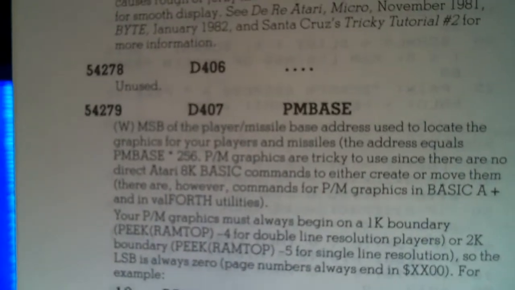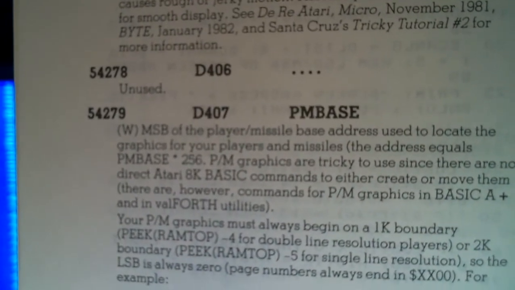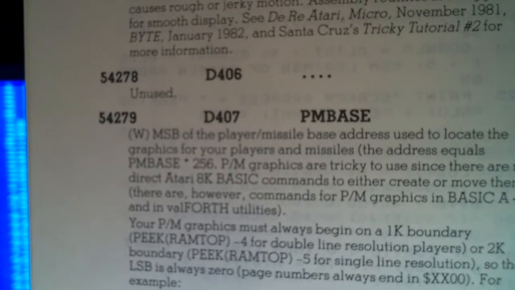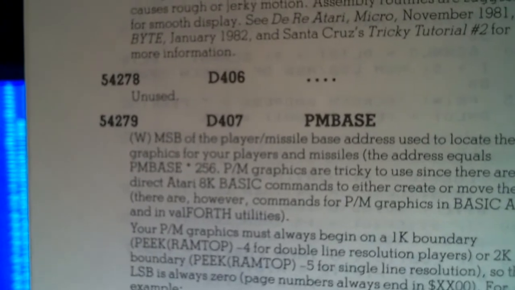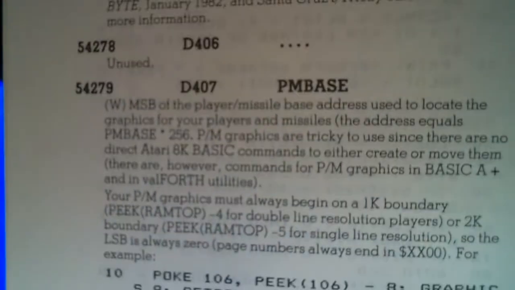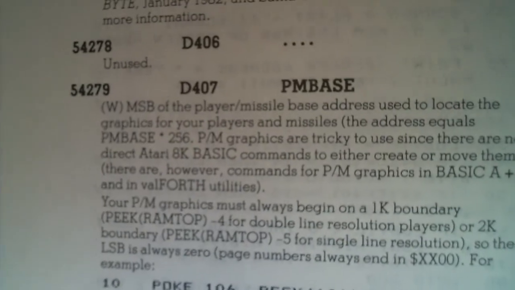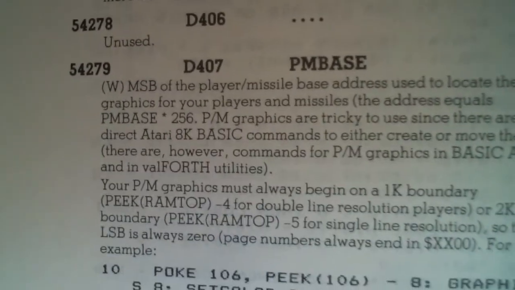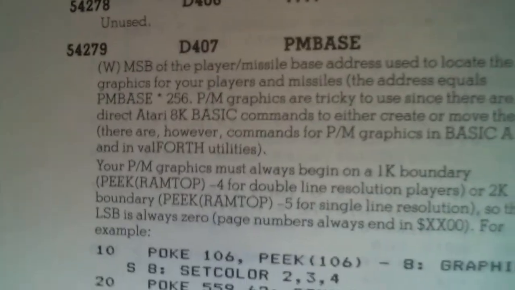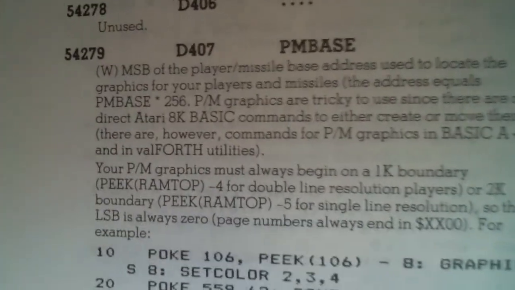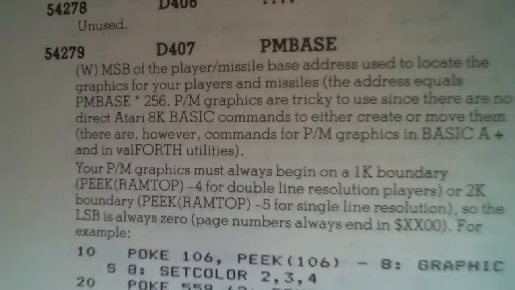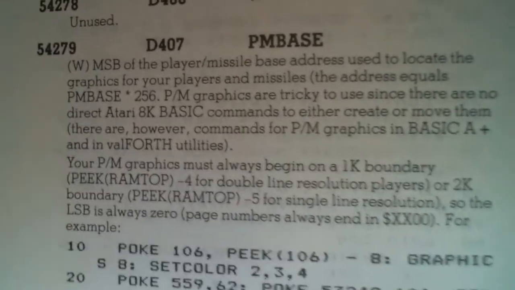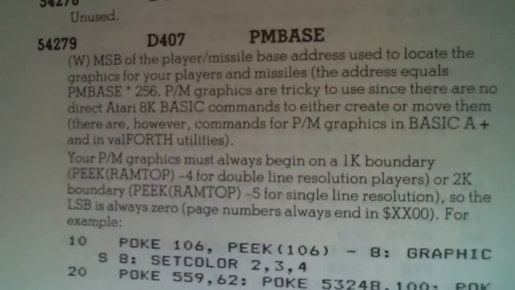Okay, right there it says MSB of the player missile base address used to locate the graphics for your players and missiles. And basically this is just telling you a safe place where you can store them, and you use this to define the address of where they're going to begin. On the next paragraph, it says your player missile graphics must always begin on the 1K boundary. That's 1000, by the way. And you can subtract 4. In this case I've used 16, so it's a 16K boundary is what I'm basically using here. And it depends on other things how you would set it up.